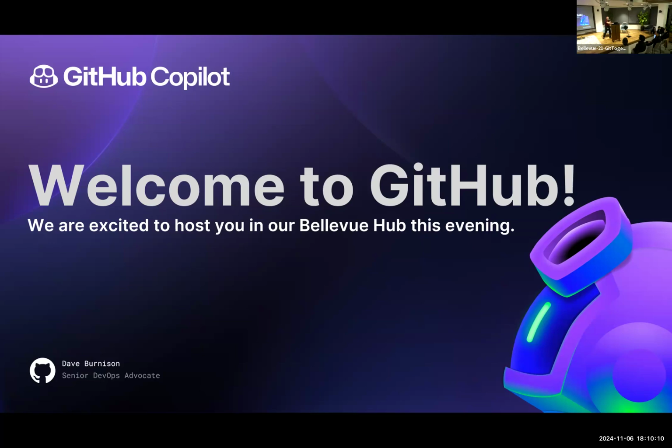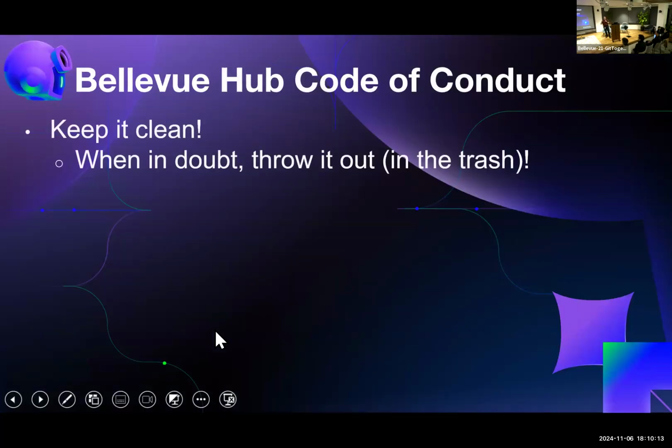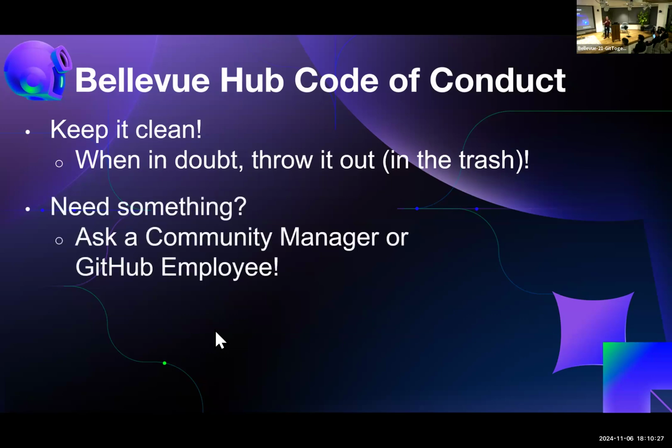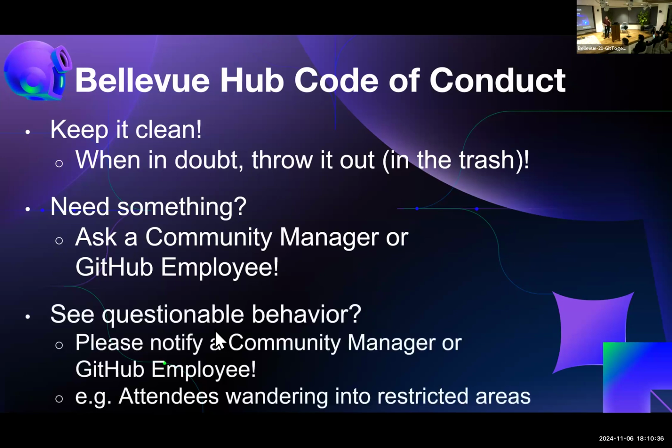We love to share the space with you, but we just ask that everybody respects the space. Keep it clean when you're done with your pizza. We've got garbage cans back there and over here. If you need something, reach out to me or the community managers, or Sarah and Tony out there from GitHub as well. If you see something questionable, please let us know. We would love to invite people in and have you here, and we don't want something to happen that means maybe we can't do this again in the future. So if you see something, please say something.